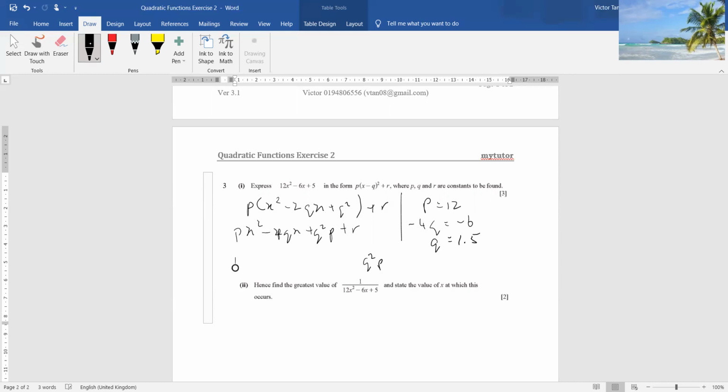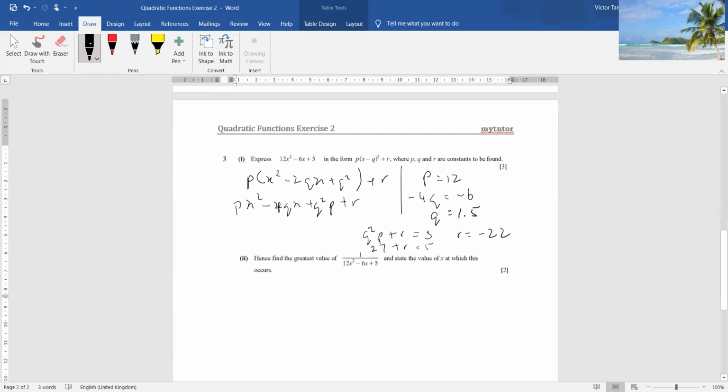q squared p plus r equals 5, so it's a quarter squared times 12. Then r equals.